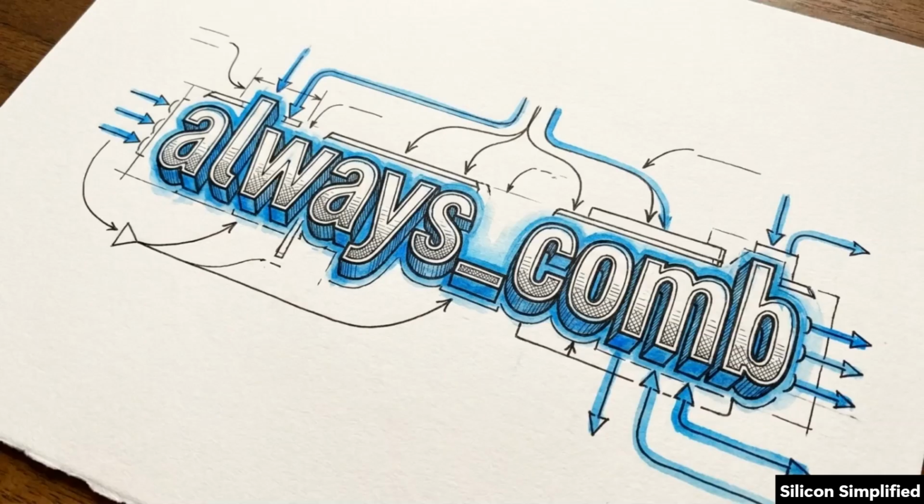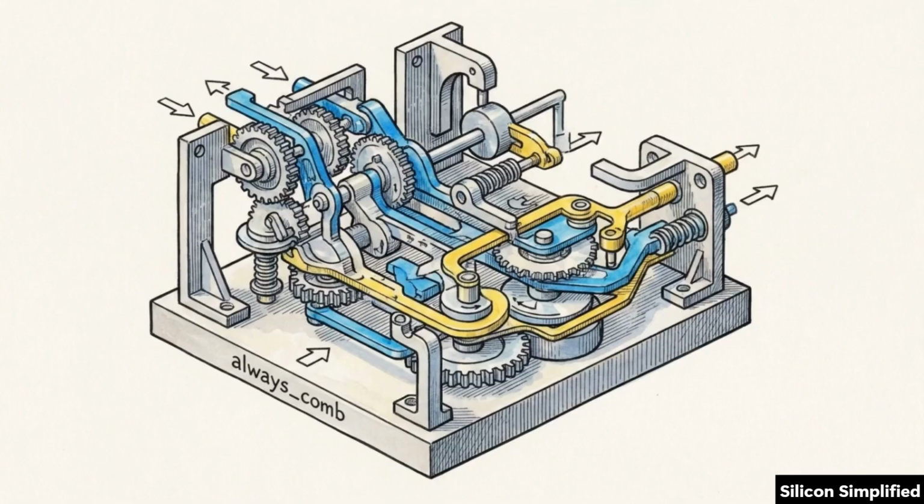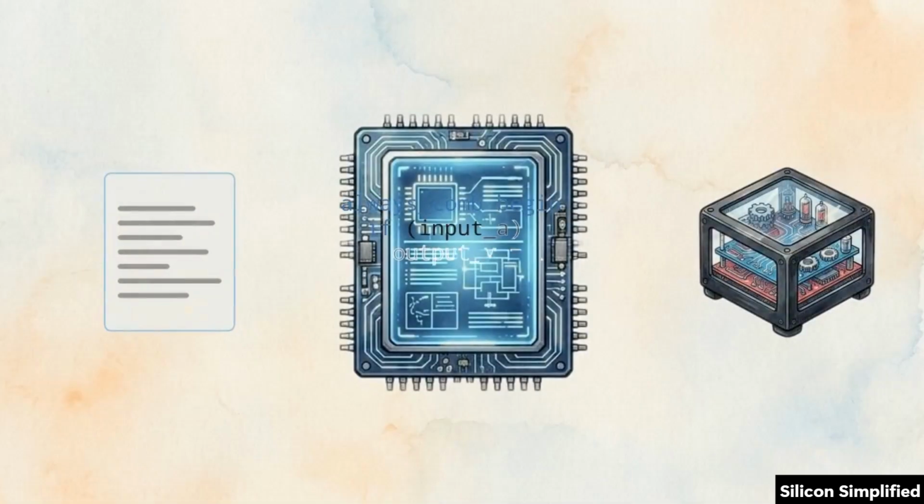SystemVerilog addresses this by introducing the always_comb procedure. The always_comb block acts as an explicit architectural declaration. It informs the compiler that the following block is intended to be purely combinational. This creates a strict contract with the synthesis tool.